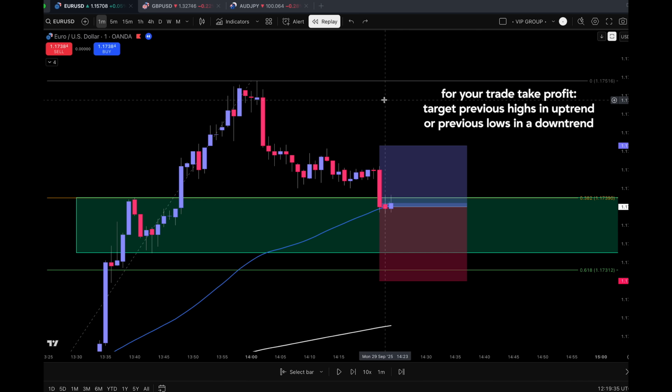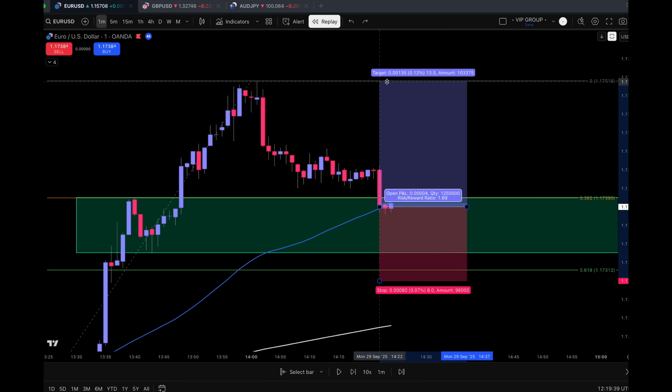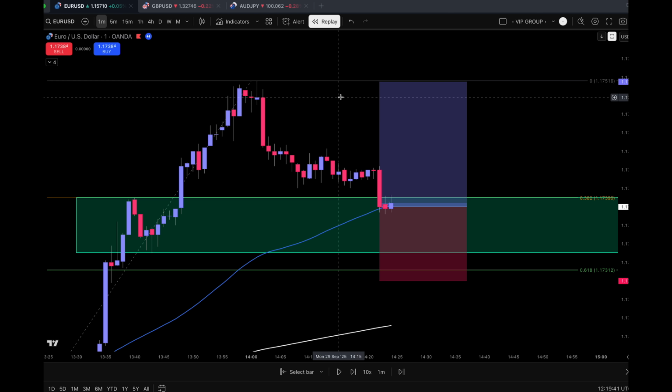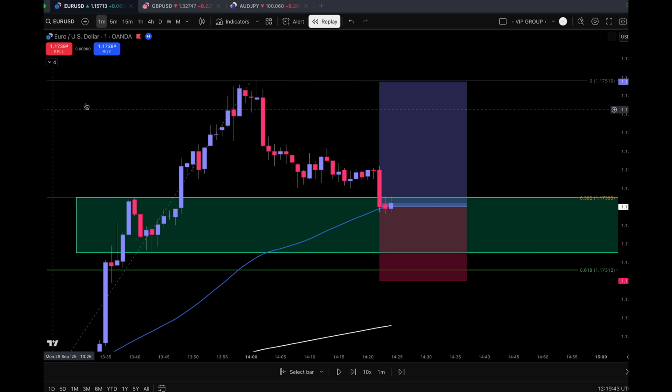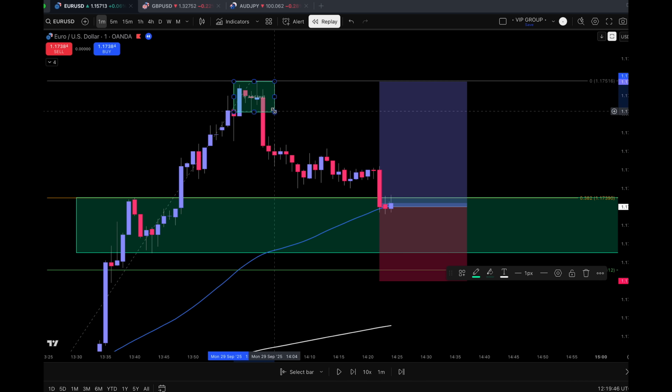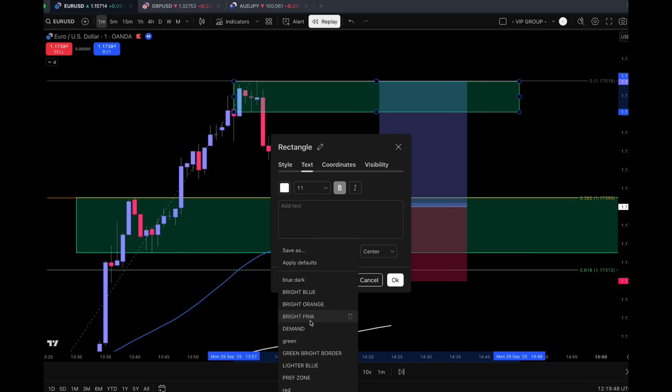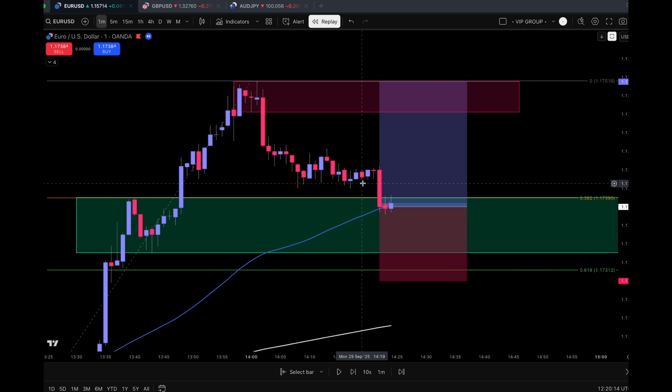And for our take profit, we want to target the previous high, so in this case it would be just around this level, which also aligns perfectly with our supply zone, so just like that, and I'm going to make it red. And in my trading experience using the scalping trading strategy, this is just the easiest and most logical place to secure your money.